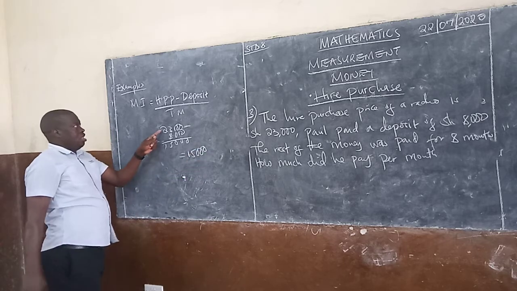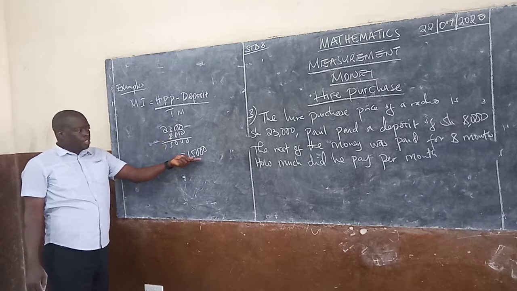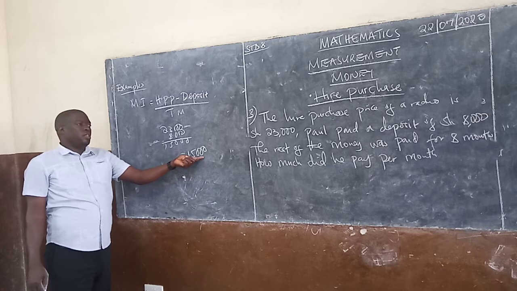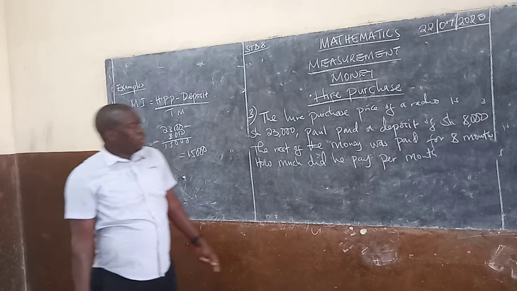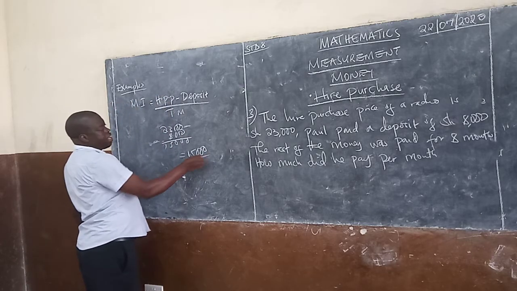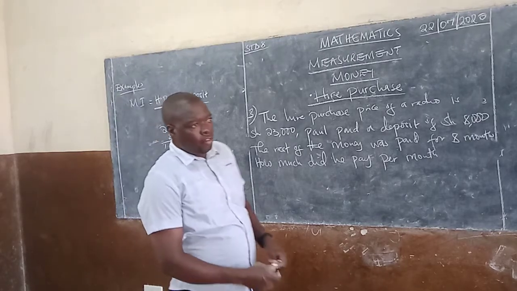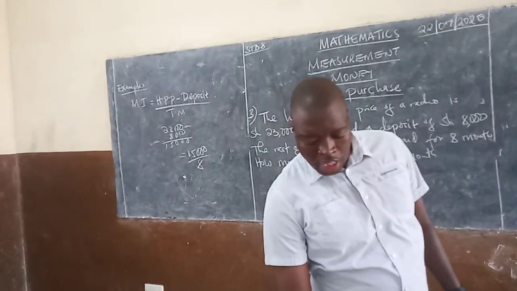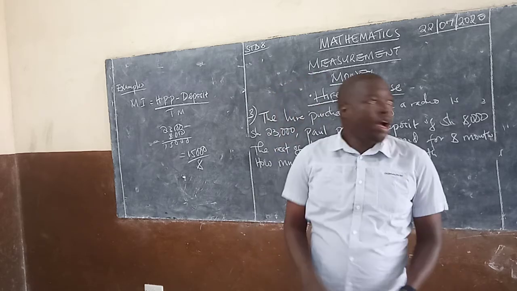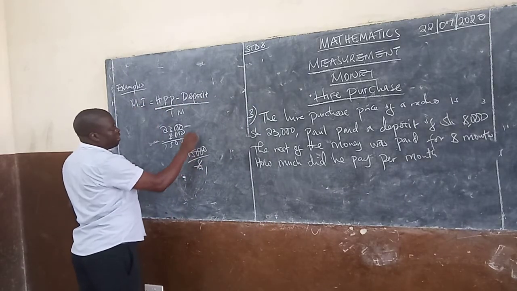We have taken the hire purchase price, we have subtracted the deposit. So this is now the total monthly installment in terms of money. So the number of months now, we are being told that he paid for 8 good months. So we are going to divide by 8. 15,000 divided by 8. So learners, in a second, what is 15,000 divided by 8? So we have 1,875.